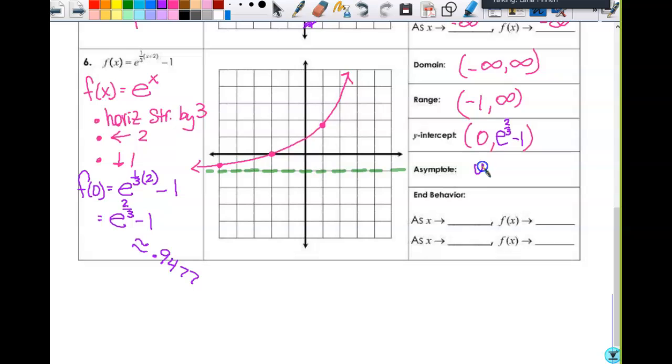My asymptote is at y equals negative 1. As x approaches infinity and negative infinity, so as x approaches infinity, f of x approaches infinity. And as x approaches negative infinity, what does f of x approach? Negative 1.